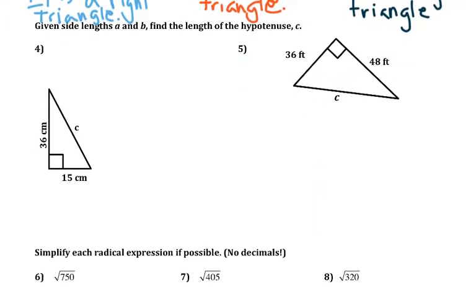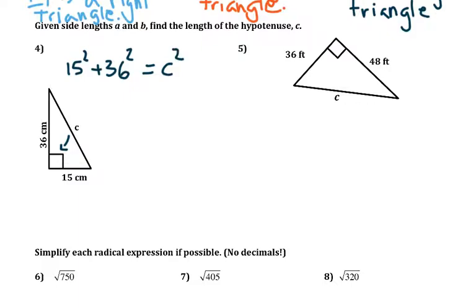Okay, number 4 and 5, we're asked, given side lengths A and B, find the length of the hypotenuse C. So what we're going to do is substitute them into the Pythagorean theorem equation. Since we have a right triangle, we're finding the hypotenuse C. So we have 15 squared plus 36 squared. And we're asked to find the hypotenuse C squared.